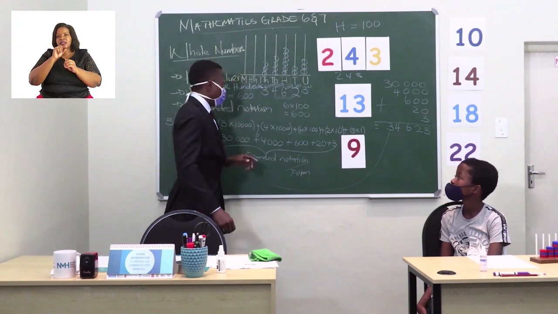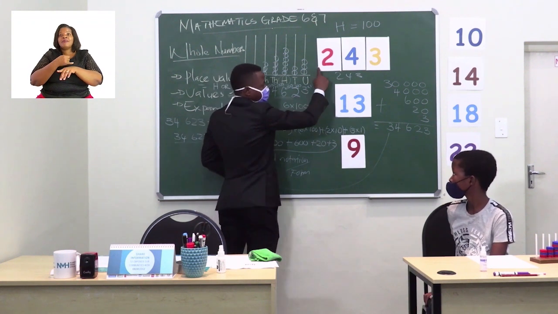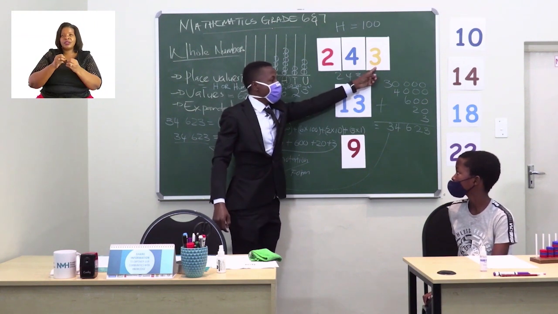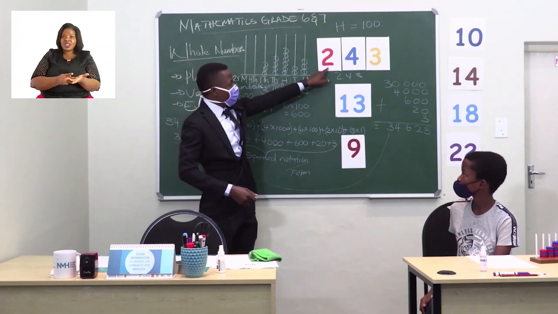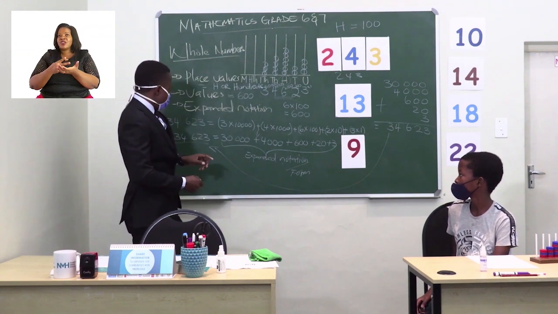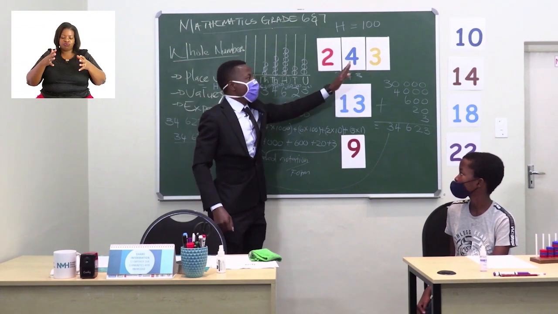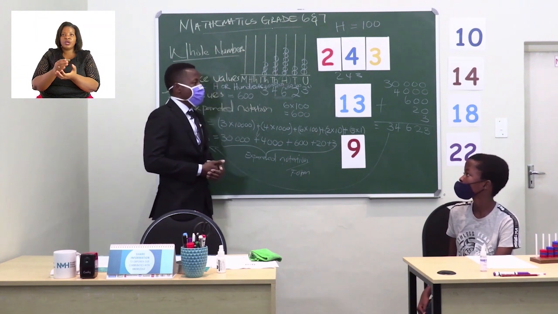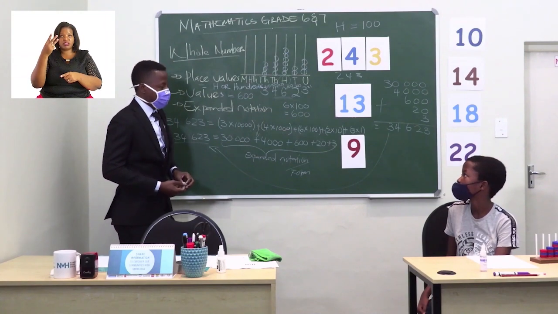Now, you can also test yourself. Place values. What is the place value of 2 in this number? What is the place value of 4 in this number? What is the place value of 3 in this number? Then you continue with the values. What is the value of 2 in this number? What is the value of 4? And what is the value of 3? And you need to expand. How do you expand this number? So you can try that at home, and it will help you, of course, to know and understand these 3 concepts much better.